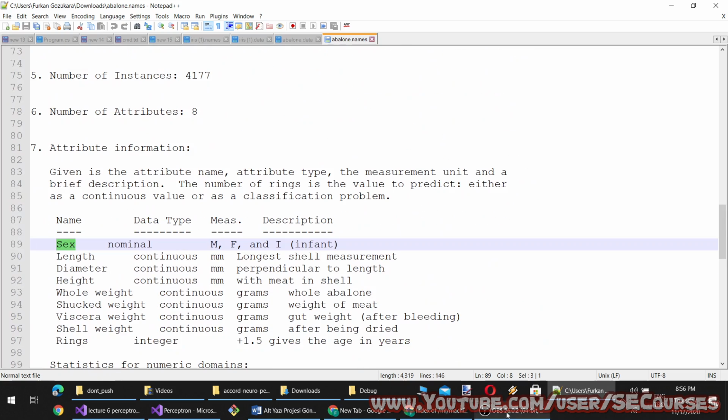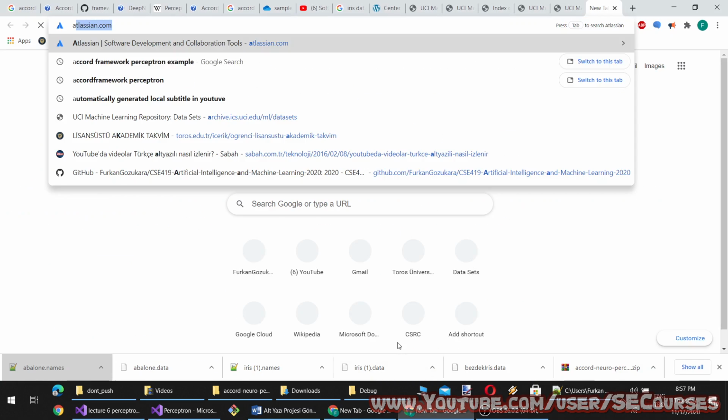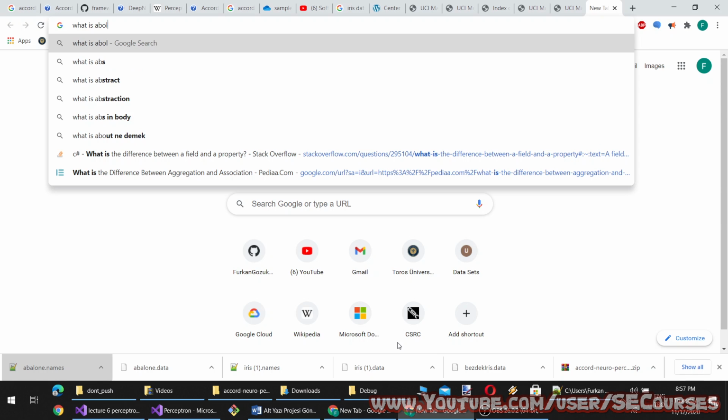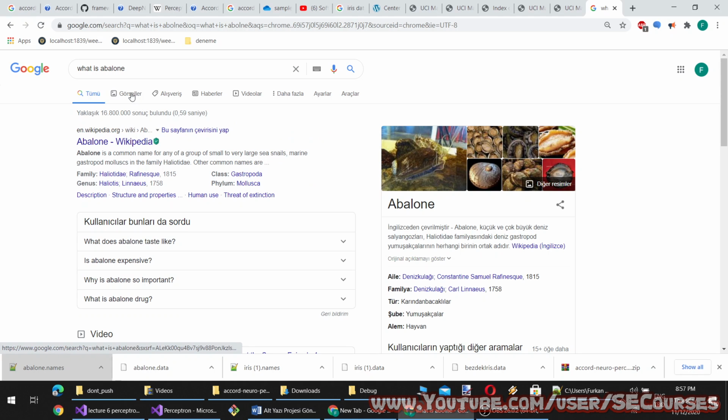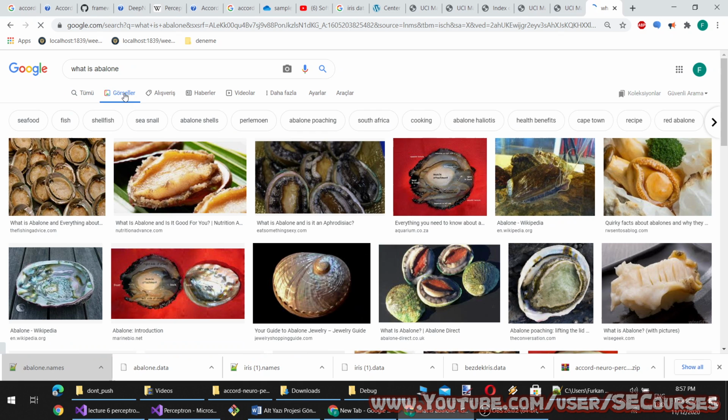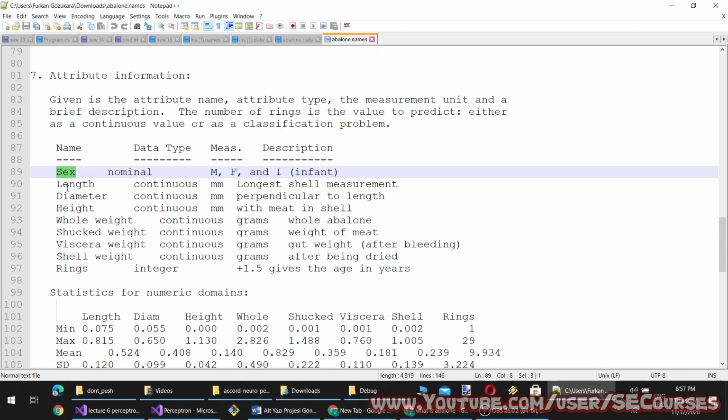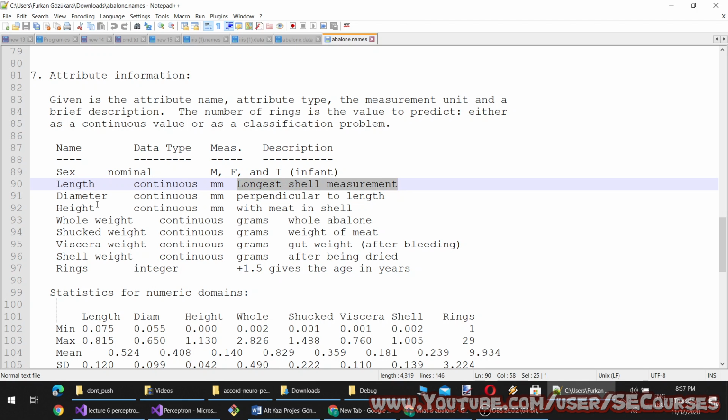Let's see what is abalone. Okay, so this is abalone. Oh, these are animals. Okay, so the first one is the sex of the abalone. It can be either male, female, or infant. And the second parameter is the length. It is measured as the longest shell measurement. The third is the diameter.